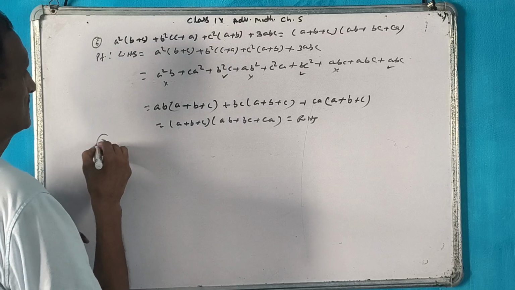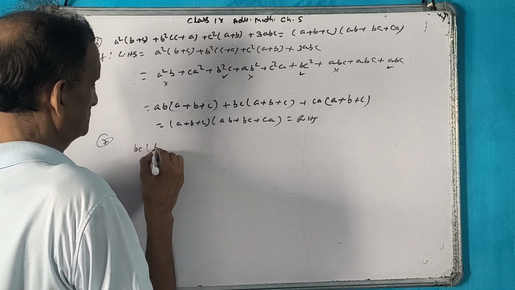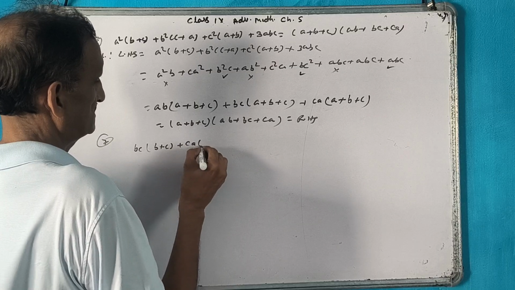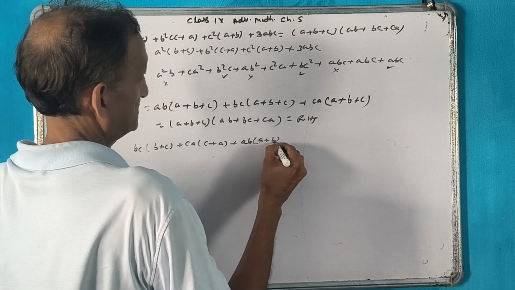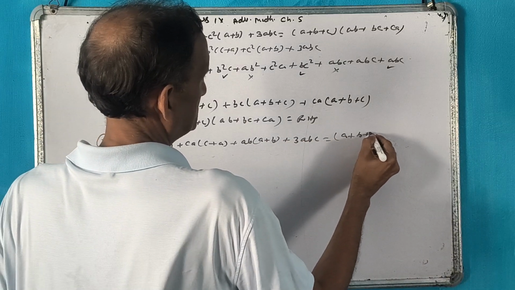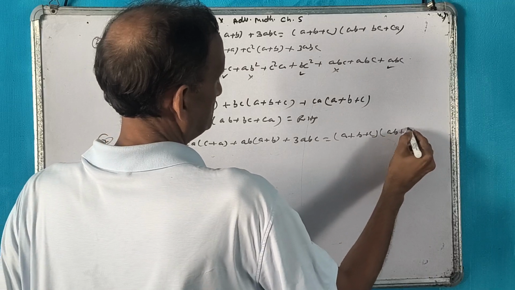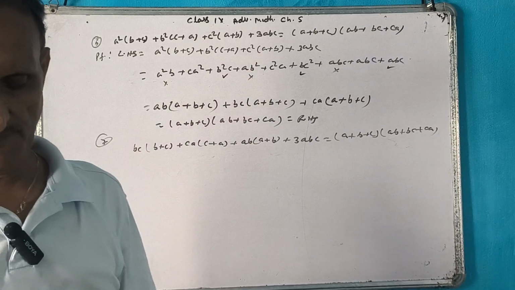Number 7 now. And this is BC into B plus C plus CA into C plus A plus AB into A plus B. This time again 3ABC. The formula is same only: A plus B plus C into AB plus BC plus CA. Okay, now take the left hand side.